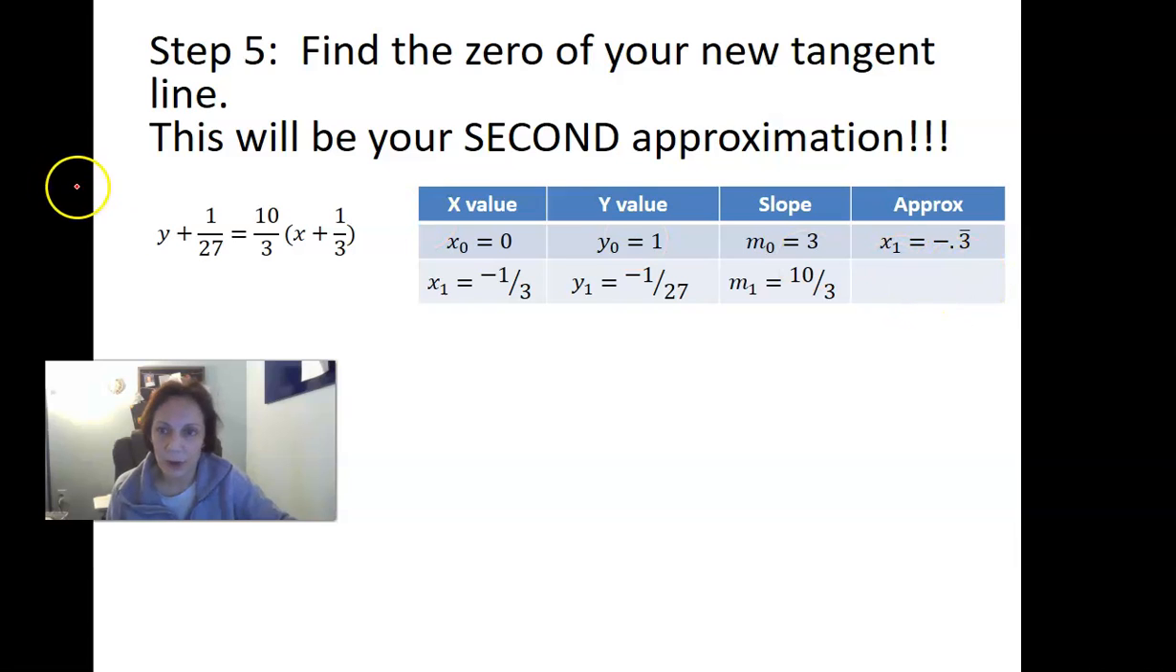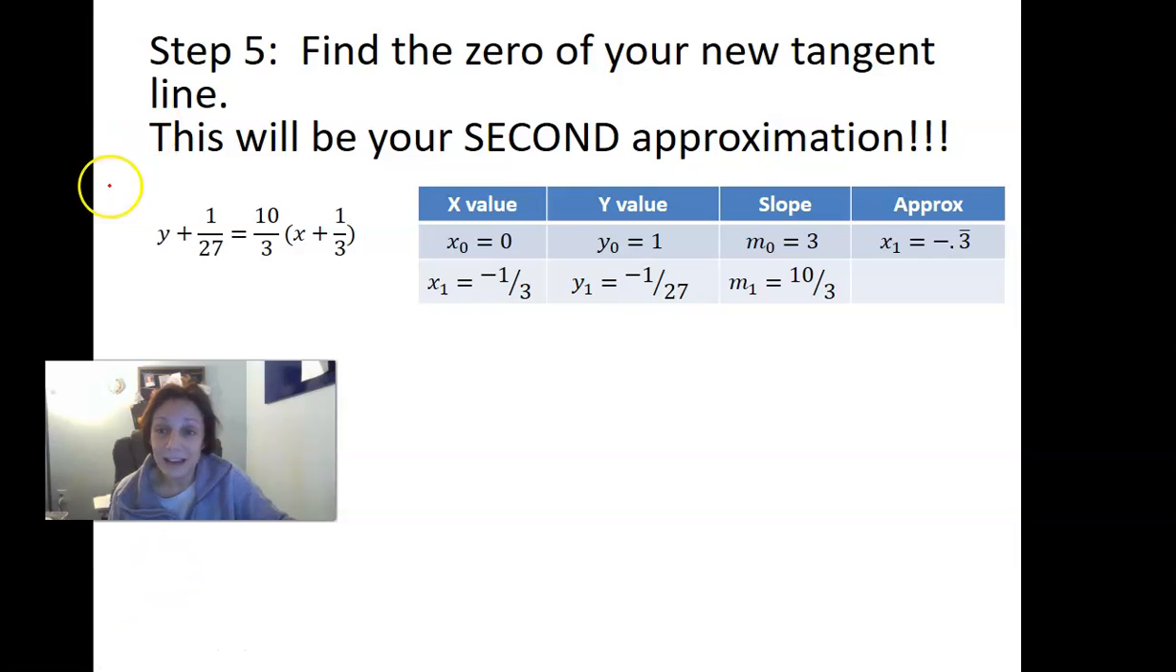All right, so here's my table. Again, I want my second approximation. This is where the math might get a little dicey, and this is where I would recommend storing numbers in your calculator. So the first thing I'm going to do is say, okay, well, I know I need the 0 of this equation. So if it pleases you to move this 1 over 27 to the other side and distribute and simplify, you go for it. Because algebraically, nobody cares how you get there.